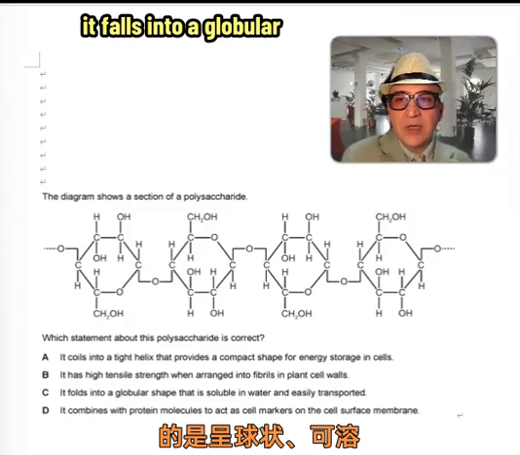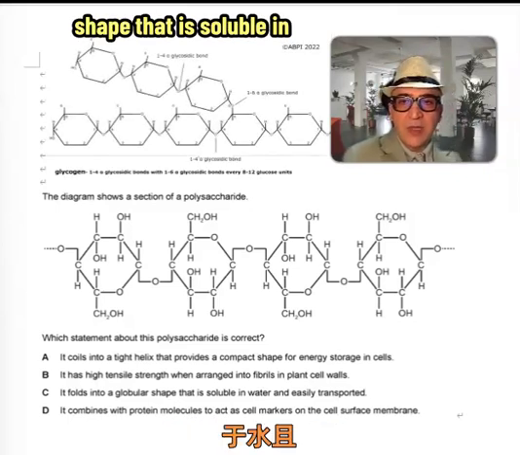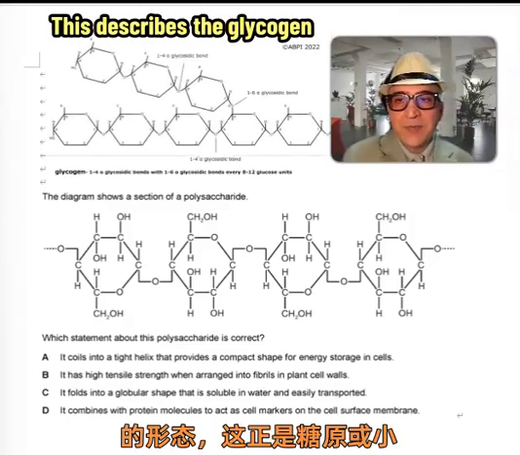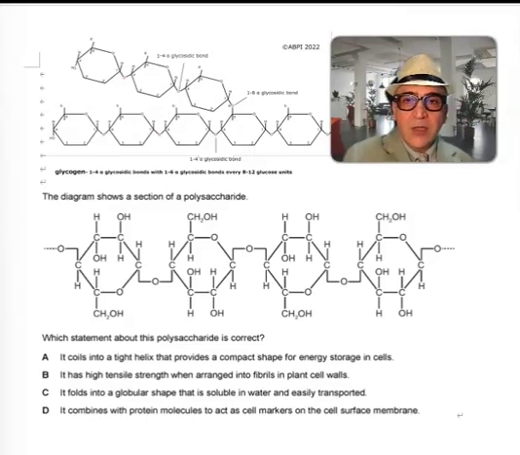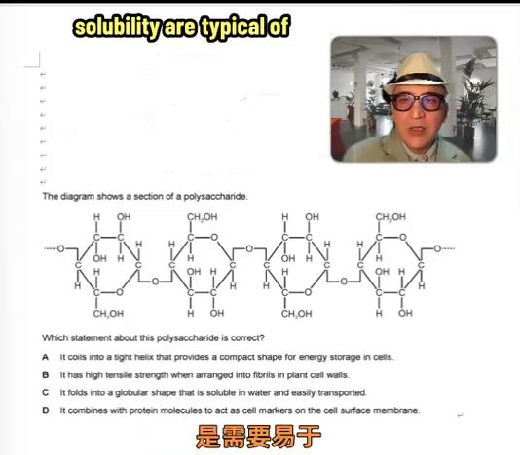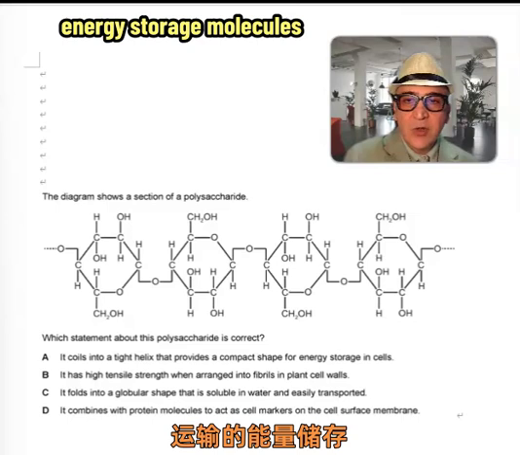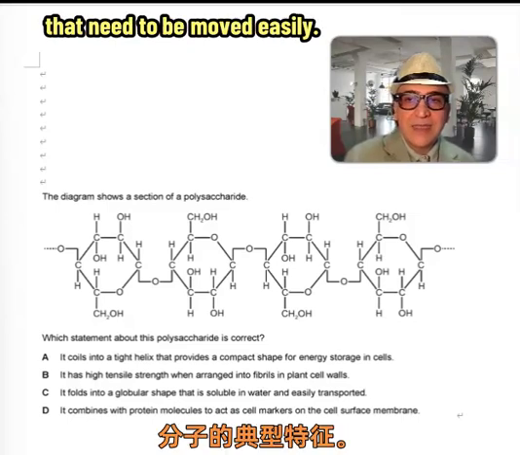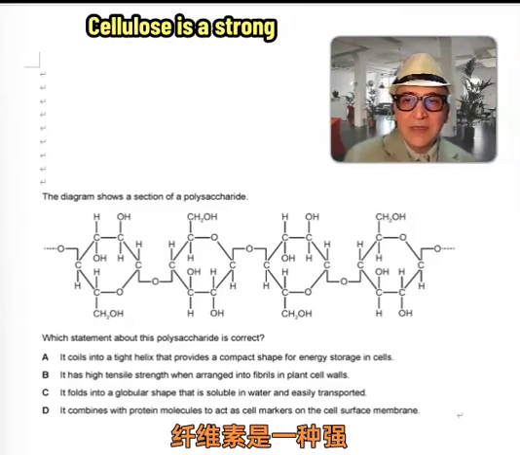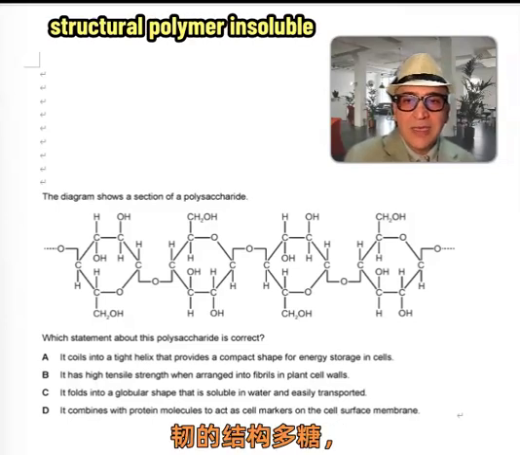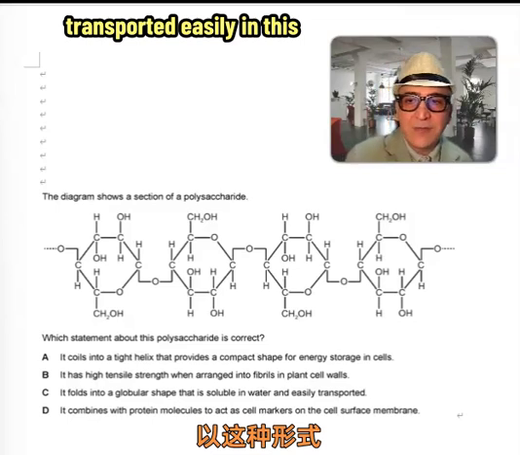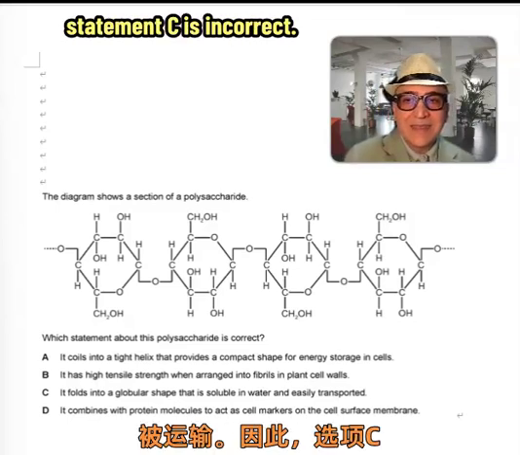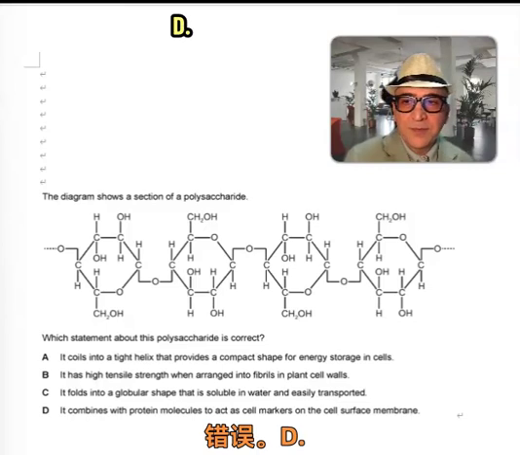C, it folds into a globular shape that is soluble in water and easily transported. This describes glycogen or small soluble sugars. Globular shapes and high solubility are typical of energy storage molecules that need to be moved easily. Cellulose is a strong structural polymer, insoluble in water, and is not transported easily in this form. Therefore, statement C is incorrect.